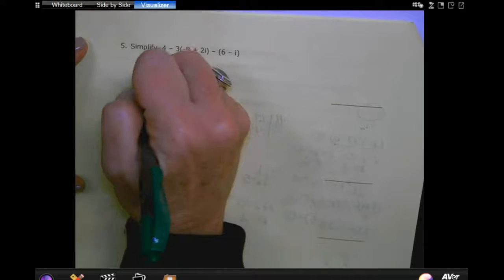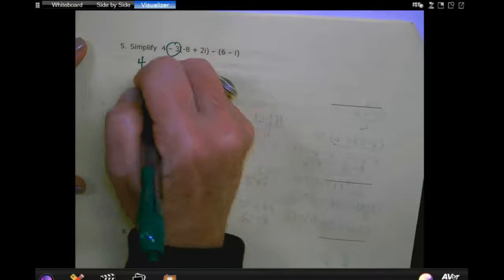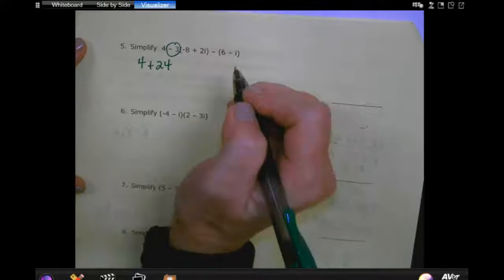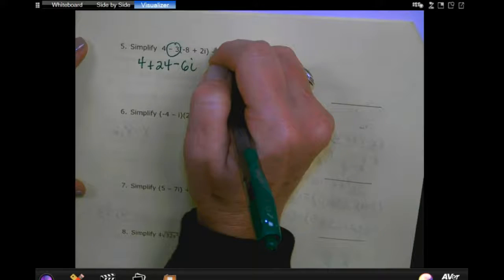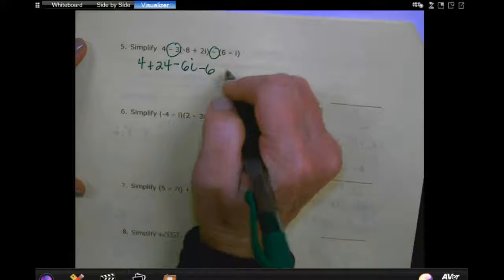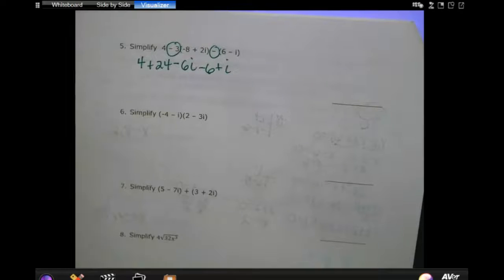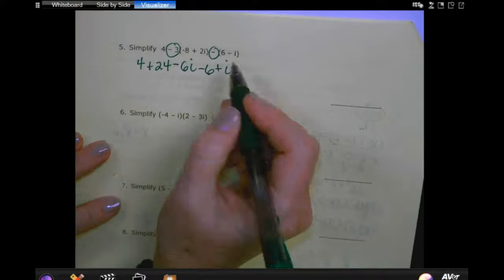So number 5, these are adding and subtracting. So I get 4, and so here I have minus 3, so I have to distribute that. So I get plus 24 minus 6i, and then this is a minus, so I get minus 6 plus i. So first of all, you have to get rid of the parentheses, and then I'm going to combine like terms.